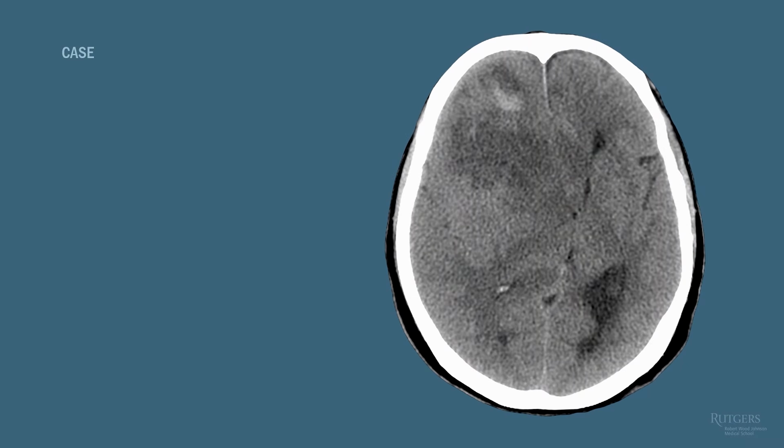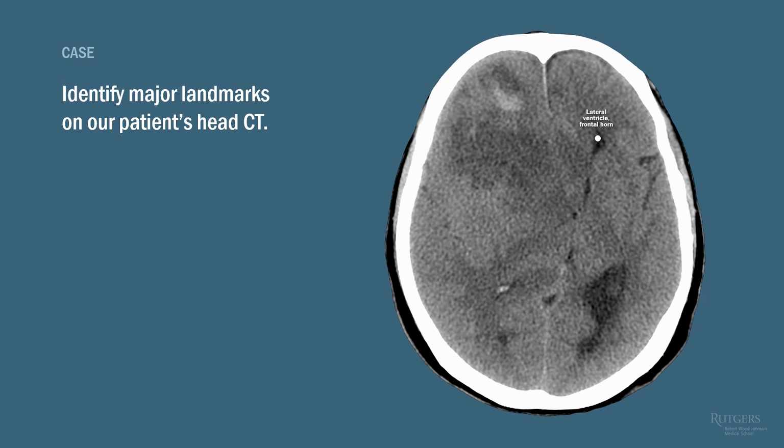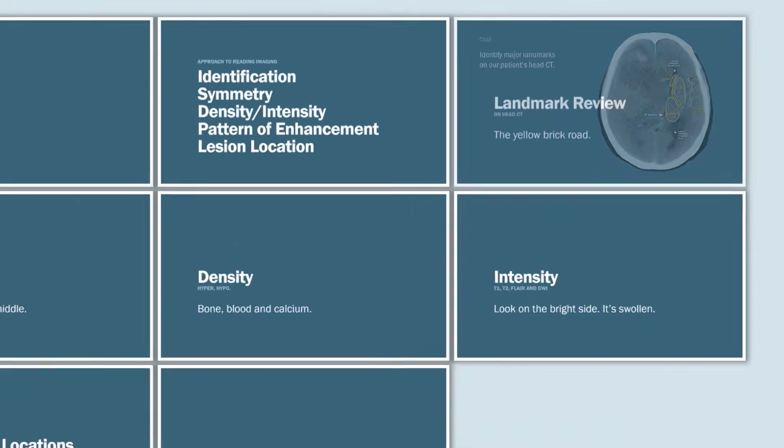So now that you're an expert, let's make things a little more challenging. Can you identify the major landmarks on our patient's head CT? Pause the video now. First, let's identify the ventricles. Frontal horn of the lateral ventricle, occipital horn of the lateral ventricle, and the third ventricle. Now you should be able to locate the basal ganglia structures. Caudate head, thalamus, separated from the lentiform nucleus by the internal capsule, then more laterally, the insula, covered by the anterior temporal lobe. Well done, grasshopper. Progress to the next level.